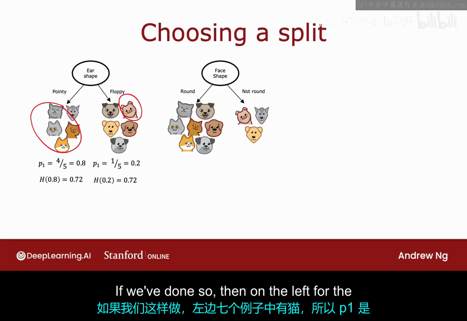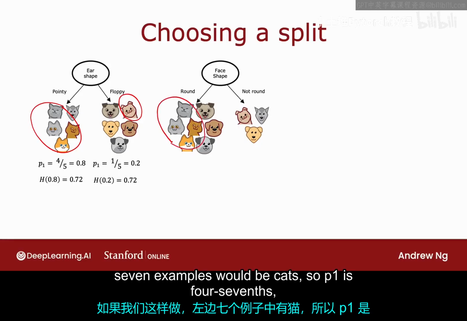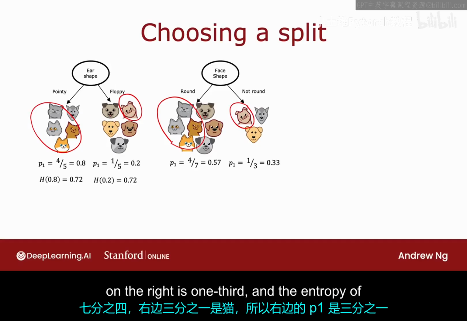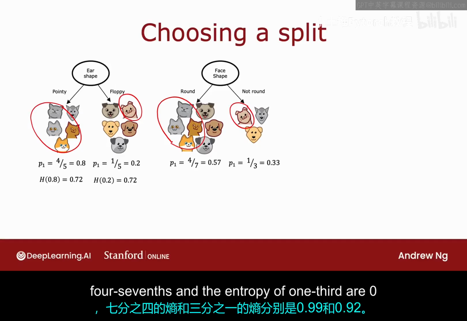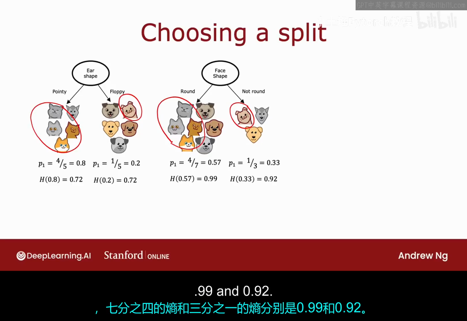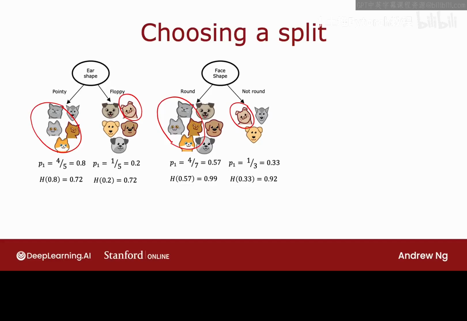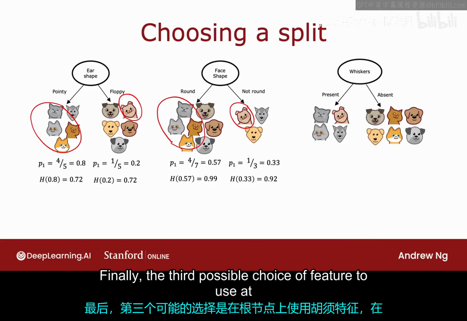If we'd done so, then on the left, 4 out of 7 examples would be cats. So P1 is 4/7, and on the right, 1/3 are cats. So P1 on the right is 1/3, and the entropy of 4/7 and the entropy of 1/3 are 0.99 and 0.92. So the degree of impurity in the left and right node seems much higher, 0.99 and 0.92, compared to 0.72 and 0.72.